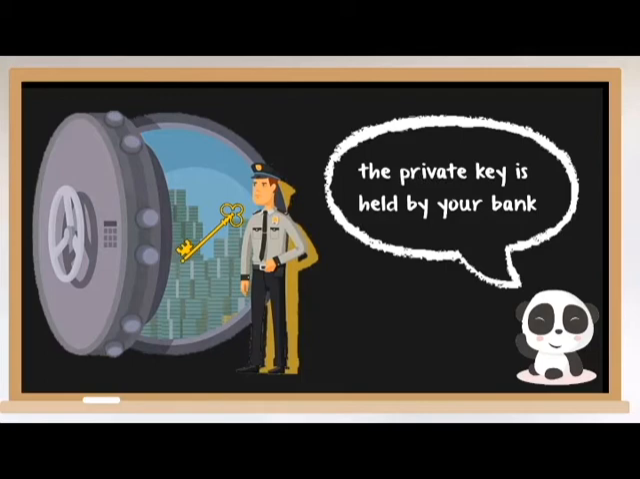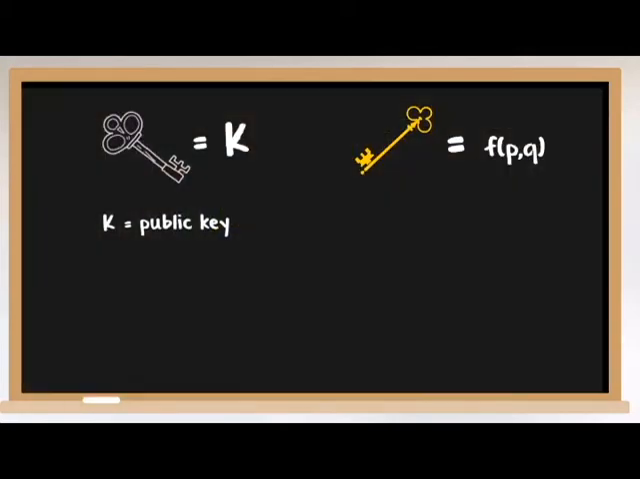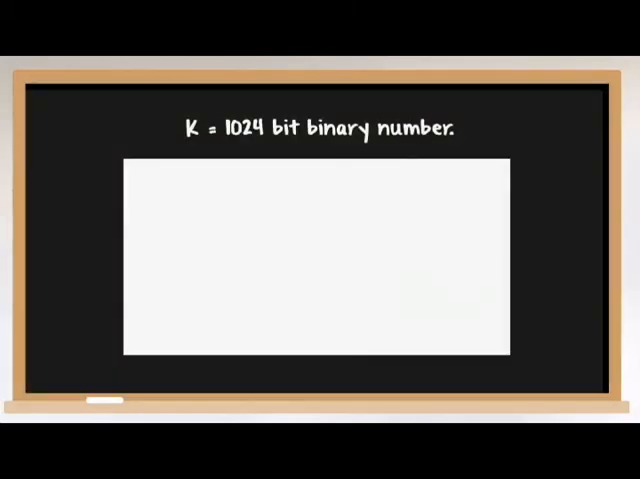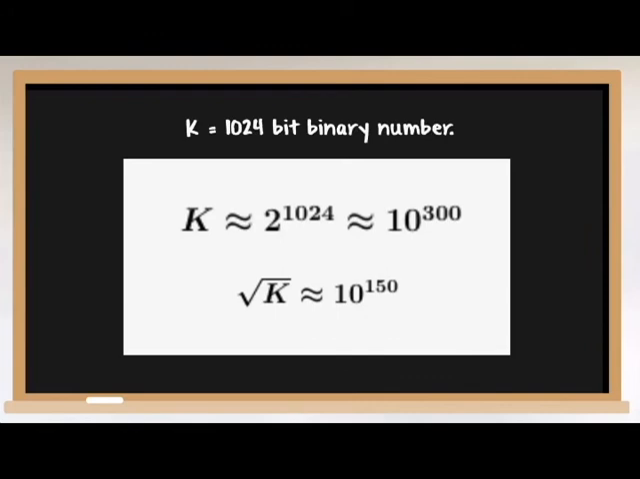Why is this the case? The public key, let's call it K, is a multiple of 2 prime numbers. There exists a function of these 2 numbers that gives the private key. So to find the private key, you need to start by finding these 2 prime numbers. This is a very time-consuming process. To do so, you have to check all primes less than the square root of K. Since K is a 1024-bit binary number, it is about 2 to the 1024, which is roughly 10 to the 300. Then the square root of K is approximately 10 to the 150.